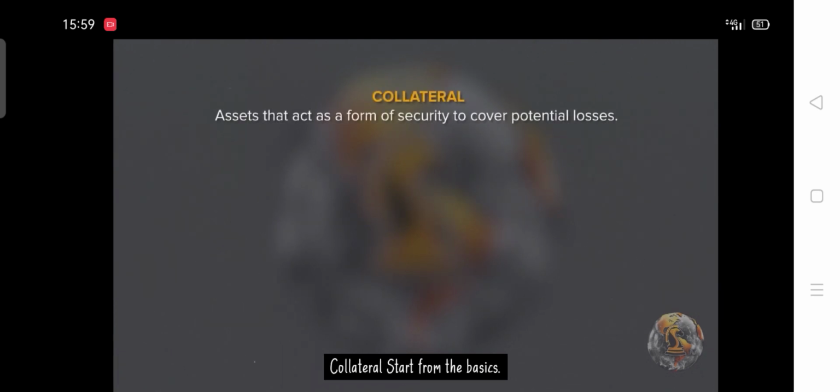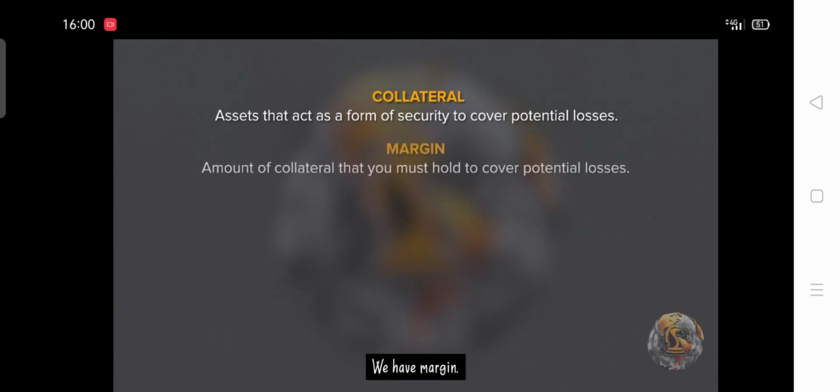Collateral, start from the basics. The assets that you must hold in your account as a form of security to cover potential losses. The most common form of collateral is USDT. So collateral is the stuff you need to use to trade with. Leverage is where you borrow money from the exchange. To borrow money, they have to lend it to you. To lend it to you, it has to be in some form. The most common is USDT, and USDT perpetual futures are the ones I recommend you use.